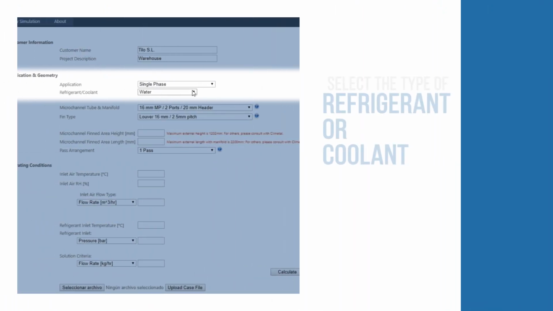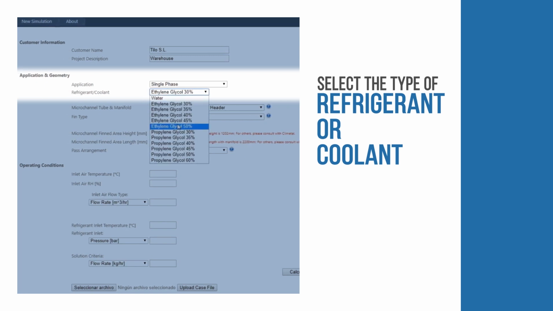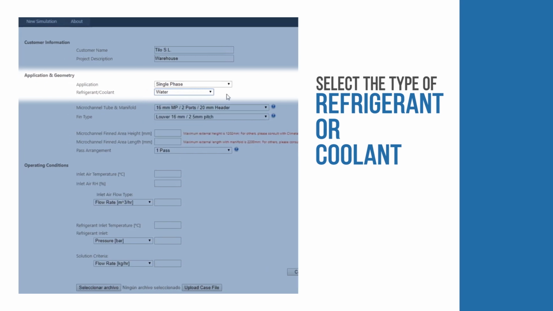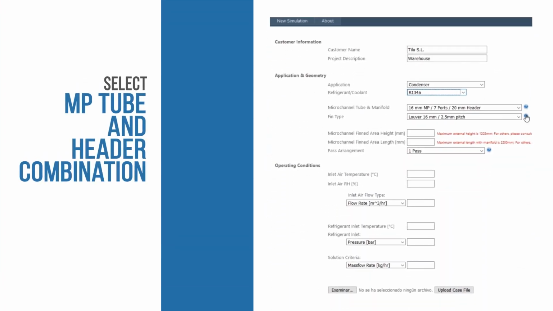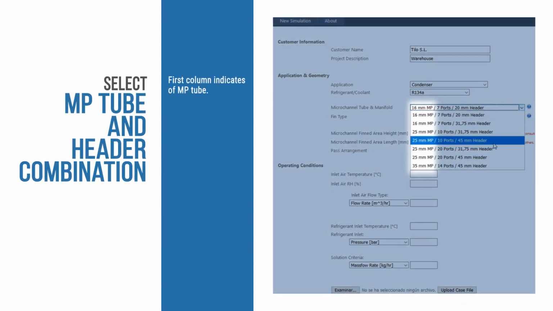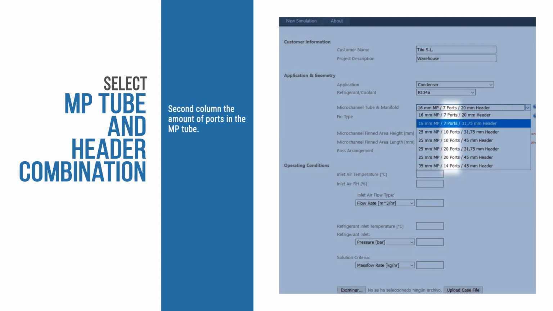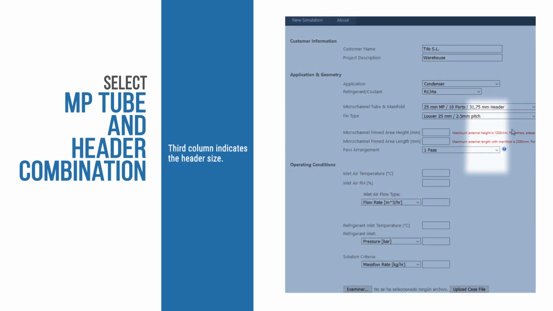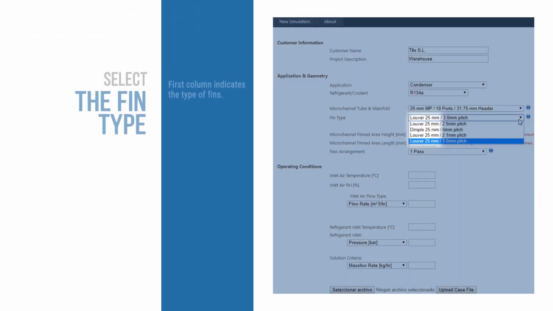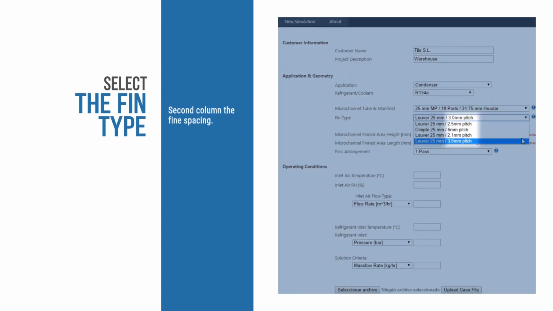Select from the list of options the type of coolant for single phase heat exchangers or the type of refrigerant for condenser heat exchanger. Select from the list the multiport tube and header combination. First column indicates the size of the tube, the second the quantity of ports in the tube, and the third column the header size. Select from the list the fin type. First column indicates the type of fins, second column the fin spacing.